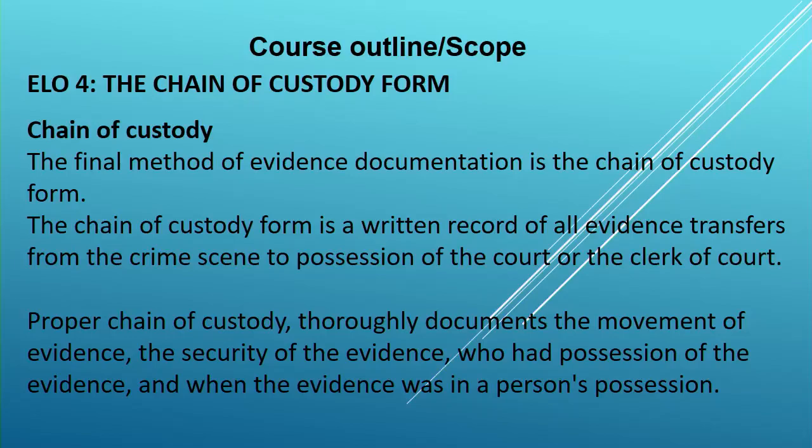The chain of custody form. The final method of evidence documentation is the chain of custody form. The chain of custody form is a written record of all evidence transferred from the crime scene to the possession of a court or clerk of court. Proper chain of custody thoroughly documents the movement of the evidence, the security of the evidence, who had possession of the evidence, and when the evidence was in a person's possession.